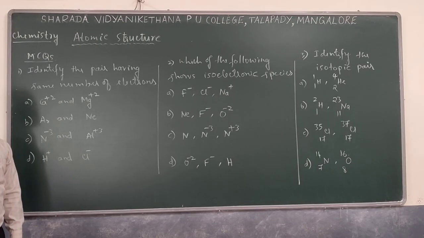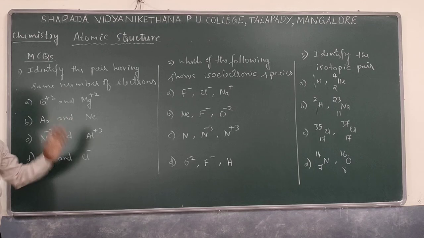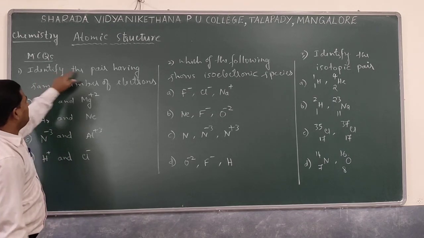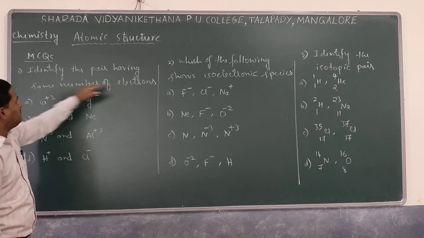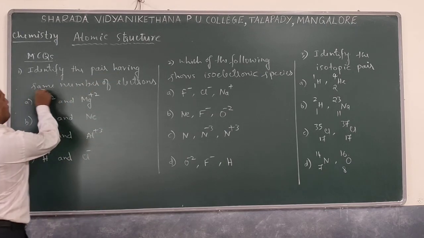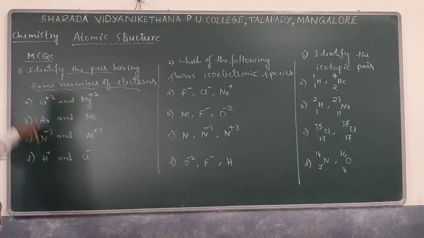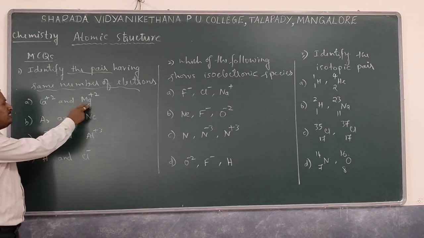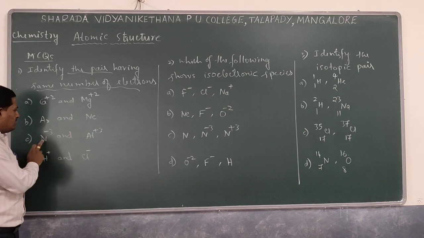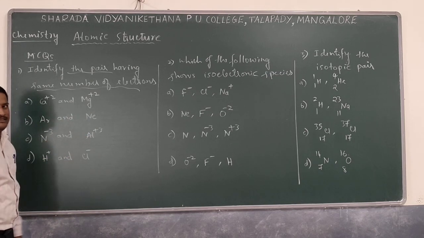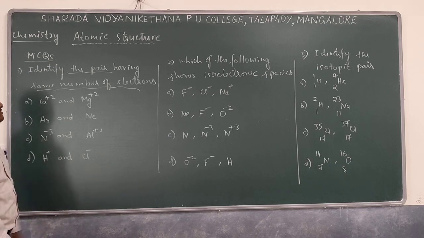Let us see some MCQs on the important terms observed a few minutes back. Let us see the first: identify the pair having the same number of electrons. We have to find the pair of species containing the same number of electrons. Four options are given: calcium ion and magnesium ion, argon and neon, nitrogen ion and aluminum ion, proton, that is H plus, and Cl minus.